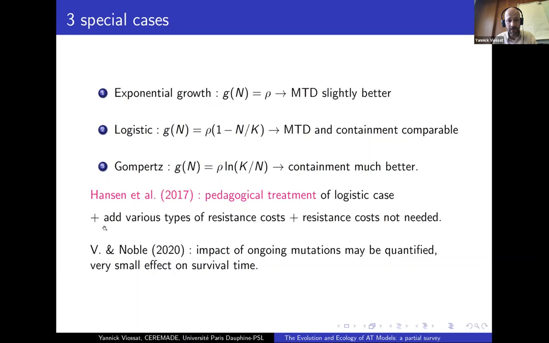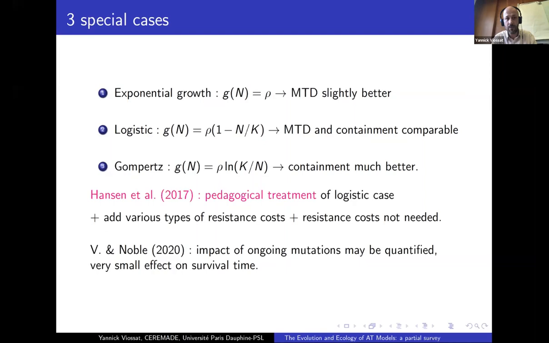Another point, with Rob Noble, is that you can actually compute from the model the initial resistant population, and you can quantify the impact of ongoing mutations. And you can show that taking into account in the model mutations that appear after treatment initiation has a very small effect. So to simplify, it might be reasonable not to consider that.